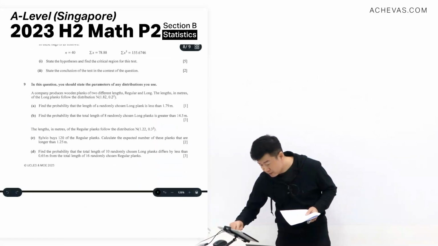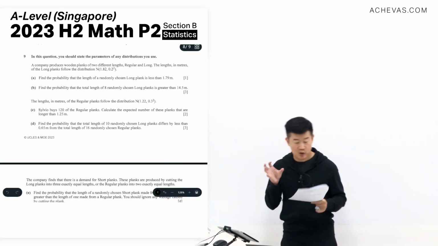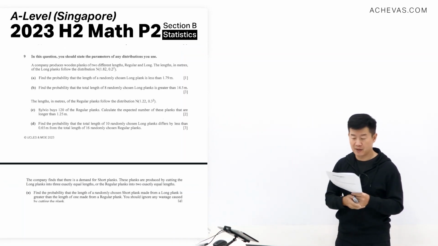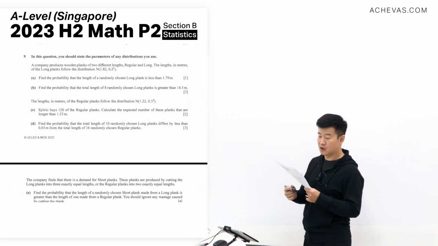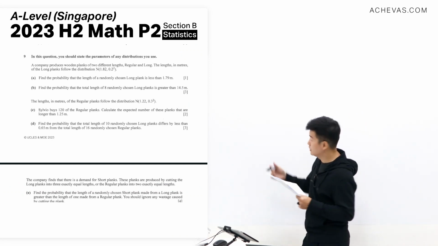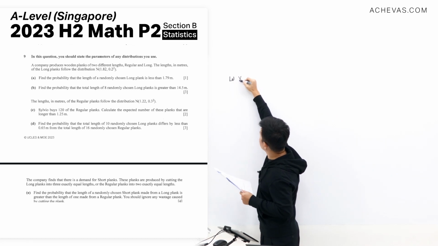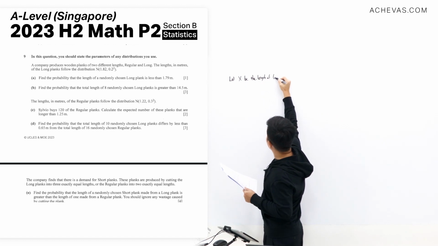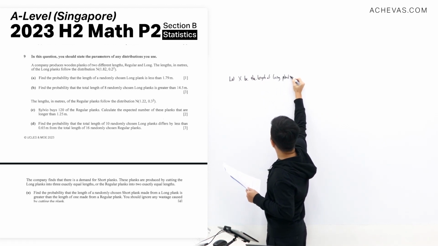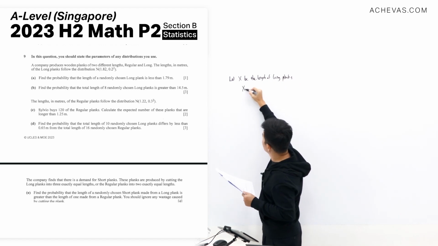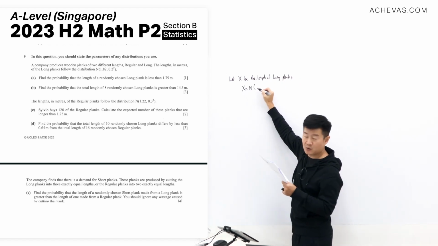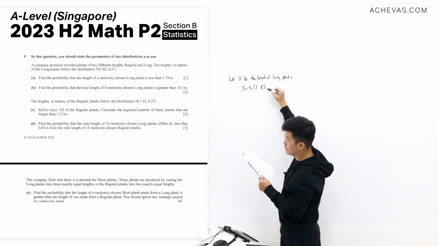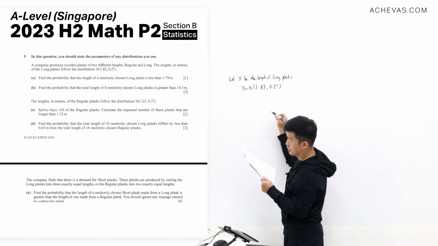Let's now take a look at question number 9, where we are going to be looking at the length of different planks, regular planks and long planks. According to the question, the length of long planks are going to follow normal distribution. So I am going to let x be the length of the long planks that the question is asking for. So x will follow, according to the information given to us by the question, a normal distribution with a mean of 1.82 and a variance of 0.2 square.